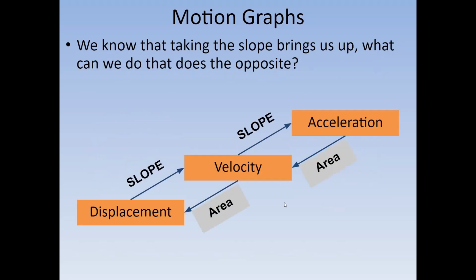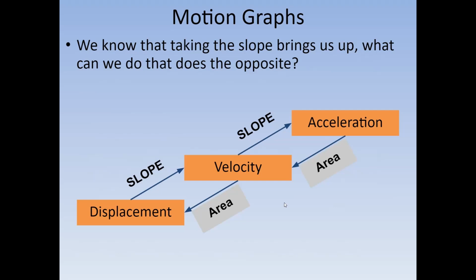This is a very nice diagram that I recommend looking at. When you have displacement and you take the slope, you get velocity, and when you take the slope again, you get acceleration. Every time you take the slope, you're adding on another seconds in the denominator. So you have meters, meters per second, meters per second squared. As you go backwards, you take the area and you get rid of one of those seconds.